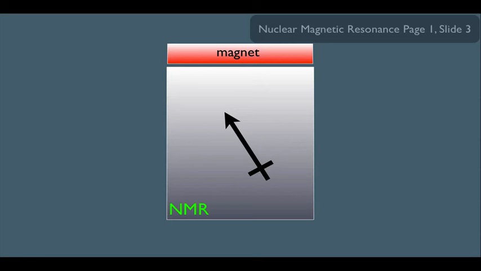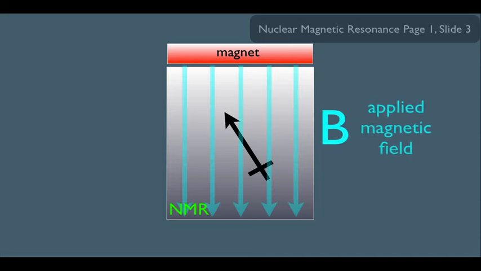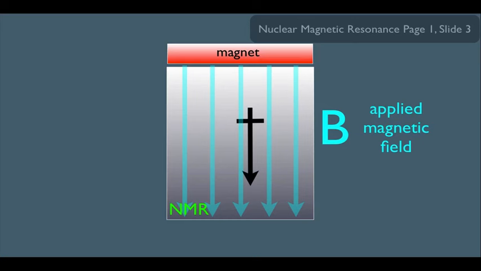Let's say we turn on the magnet of the NMR, and when that magnet gets turned on, this is the direction of the magnetic field that it creates. We're going to call that the applied magnetic field. It's simply the magnetic field applied by the magnet in the NMR. Now remember, what effect would that have on our magnet here? Well, it will orient itself with the magnetic field like this.